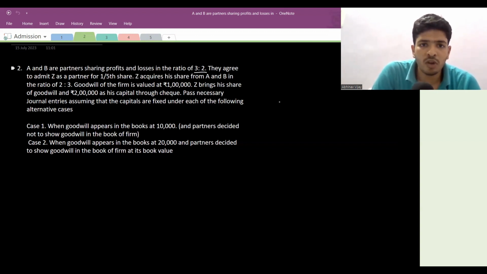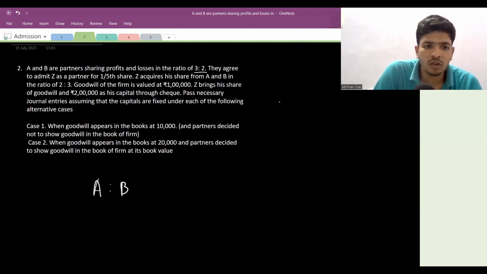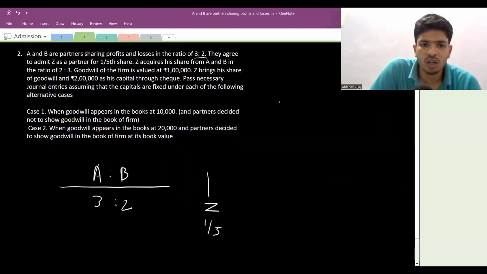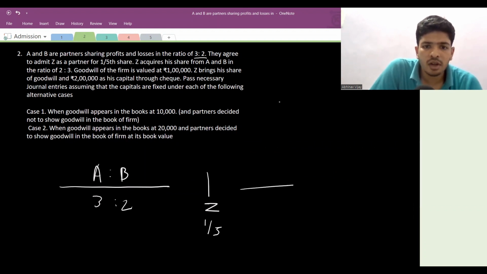So here they say old profit. I told you that whenever such questions are given, you need to write a working note part. So here they say 3:2 is the old ratio. Then Z was a partner. He was admitted for 1/5 share. And the date is not mentioned, so okay. And they say date acquires to. So they already mentioned, if you read the question clearly, here they're telling you that Z acquires a share from A and B in the ratio of 2:3.